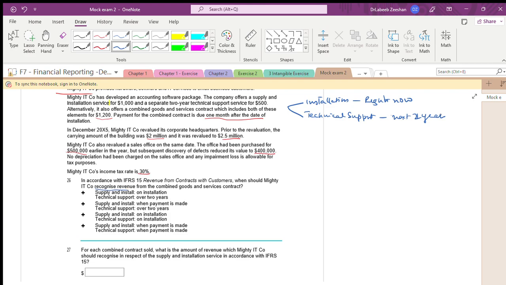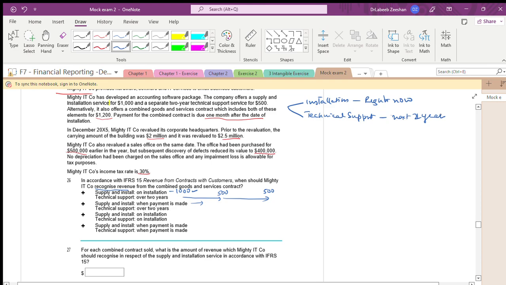When they have to recognize the revenue, supply and install, you have 1,000. The moment you supply and you install, you are doing the business. You will supply and install, you will take your charges. And you are giving the service for next 2 years, not now. When the service is due, then only you will charge. Fine. Supply install when payment is made.